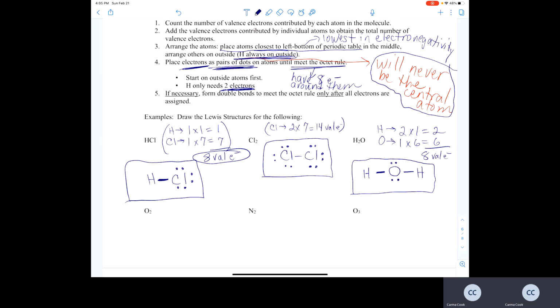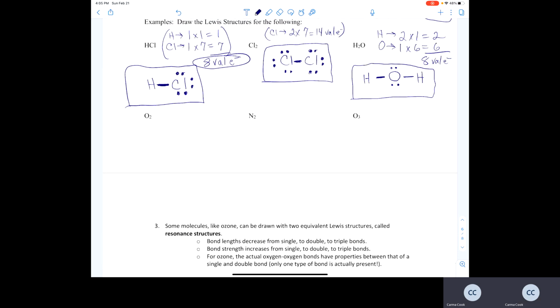And notice that in the Cl2 molecule, each of the chlorines has 2, 4, 6, 8 electrons around it. In the HCl molecule, the chlorine has 2, 4, 6, and 8 electrons around it. The octet rule is satisfied, and of course the hydrogen is happy with just having the 2 electrons around it.